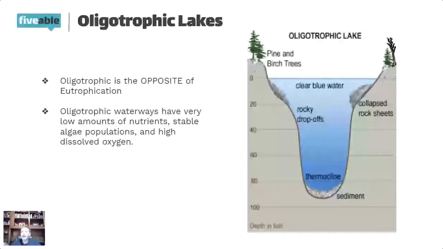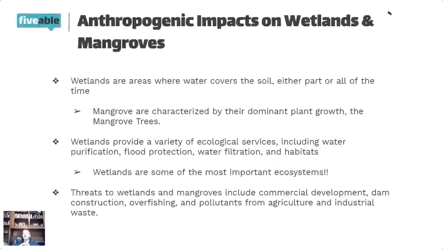All right, anthropogenic impacts on wetlands and mangroves. That's a big phrase with lots of vocab words, so I'm going to break it down. Anthropogenic, human, impacts, what we cause, on wetlands, a type of ecosystem that's wet and on land, and mangroves. Mangroves are another type of wet, aquatic ecosystem with trees. So basically, this is talking about the human effects that we have on these types of aquatic ecosystems.